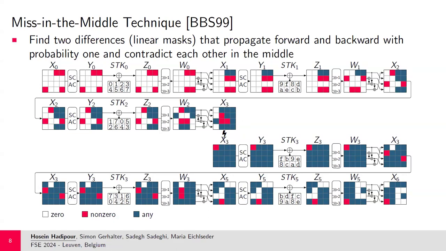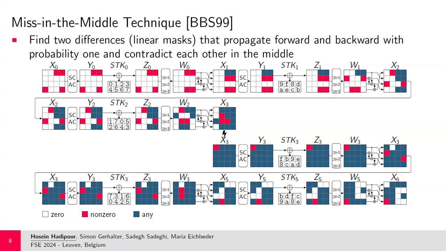For example, the first cell should have a zero difference based on the upper trail, and it should have a non-zero difference based on the lower trail, which is impossible, right? It's exactly the same as proof by contradiction in mathematics, in logic. So we call it miss-in-the-middle technique. Using this technique, we can also find zero correlation distinguishers. Just apply this propagation rule for linear masks, okay? So we have a technique to find impossible differential and zero correlation distinguishers.